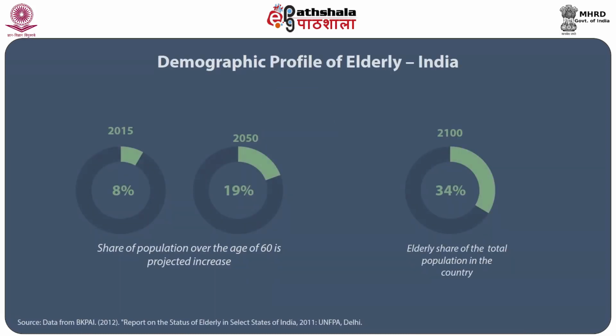The share of population over the age of 60 is projected to increase from 8% in 2015 to as high as 19% in 2050. By the end of this century, the elderly will constitute nearly 34% of the total population in the country. Though the growth rate of the elderly population dipped slightly in the 60s and 80s, it was always higher than the general population, and the difference between the two has widened over the period.